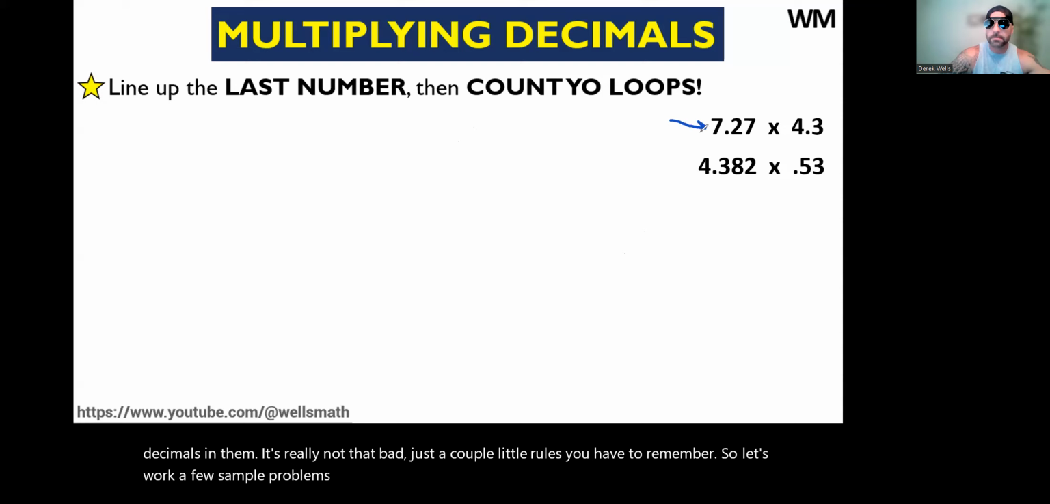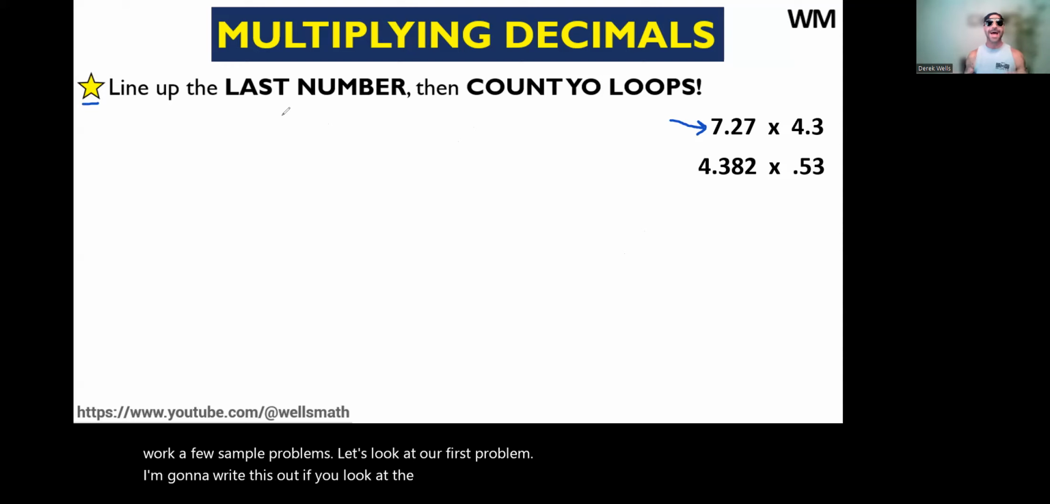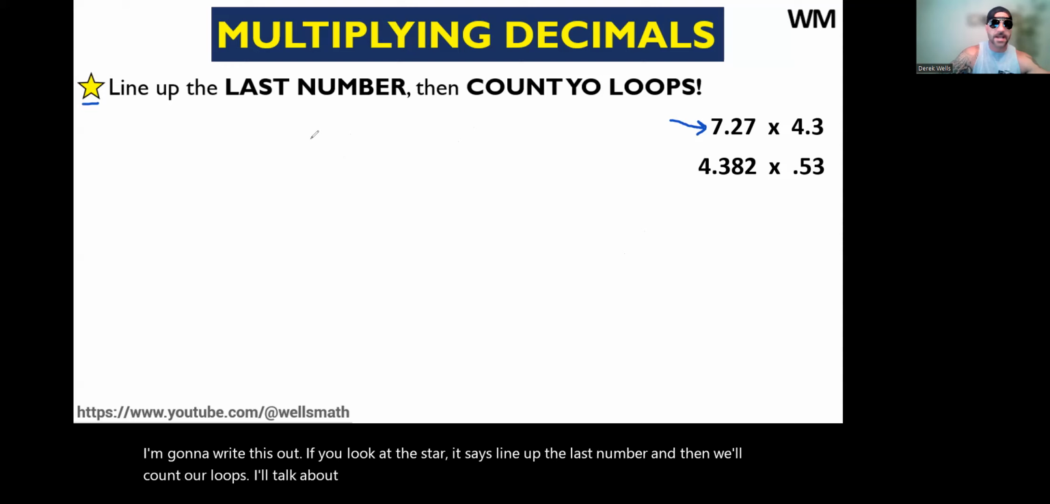Let's look at our first problem. I'm going to write this out. If you look at the star, it says line up the last number, and then we'll count our loops. I'll talk about what that means here in just a second. So let's write this problem. I would write this problem down with me.